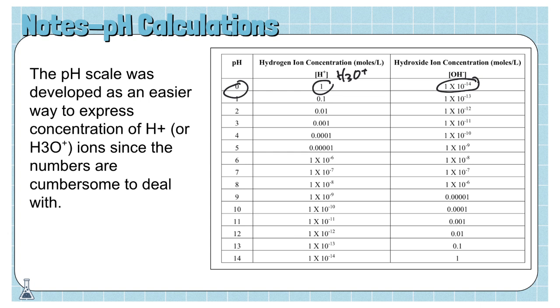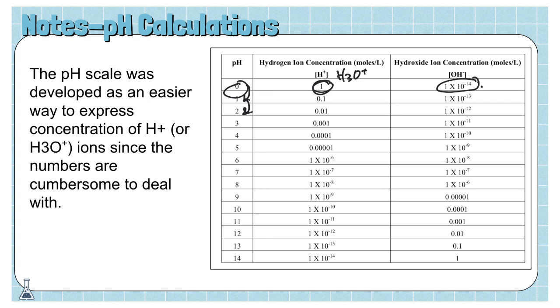Sometimes it's not bad, like having a hydronium ion or hydroxide ion concentration of 1 isn't bad. Then on the flip side, to have a hydroxide ion concentration of 1 times 10 to the 14th, those are cumbersome to write all the time. So this is why they developed the pH scale. The pH scale is a base 10 scale. So every increase in pH, as we go from 0 to 1 or 1 to 2, we're changing by a factor of 10.